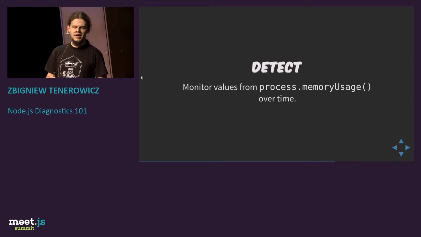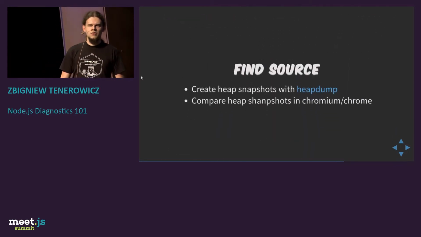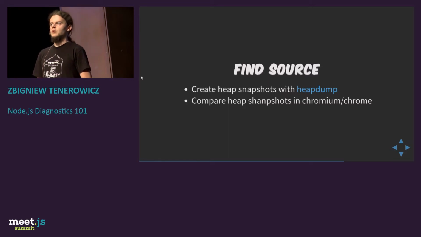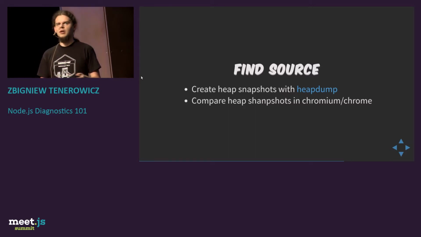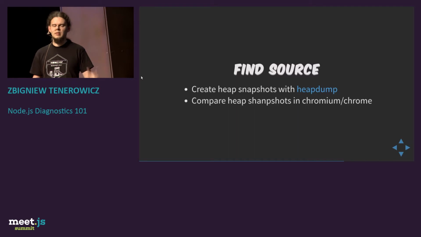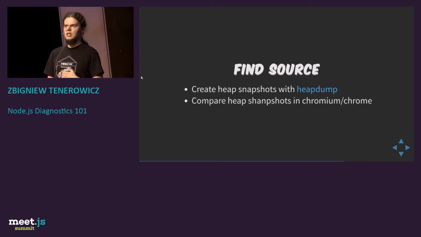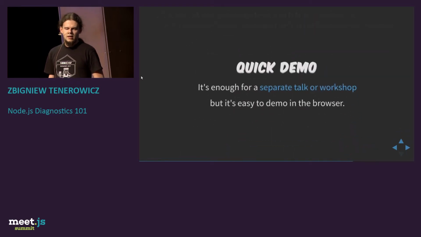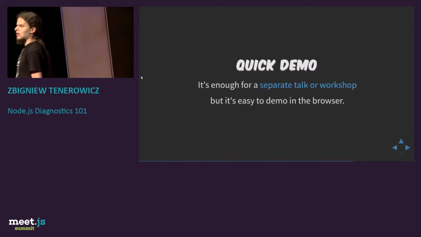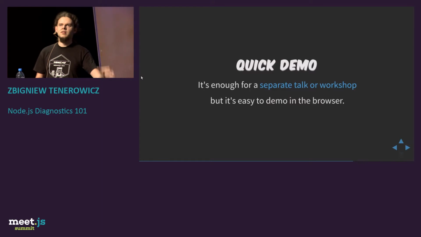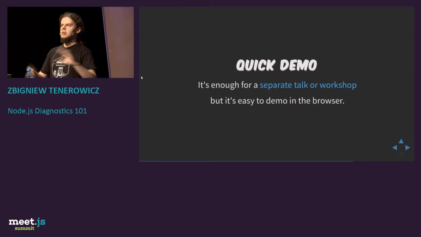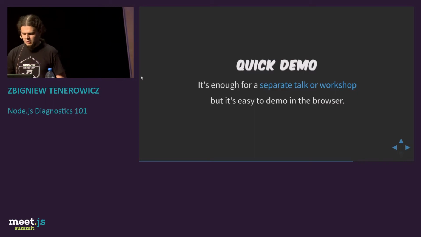But then you need to find the leak. So if you want to find the leak, you need to use the Heap Dump module. Or in the browser, you do the heap dump on your own, and then you use DevTools to compare that. And it's actually a long topic if you want to run this in Node in production and build up the whole tools setup. But I can show you that in the browser.